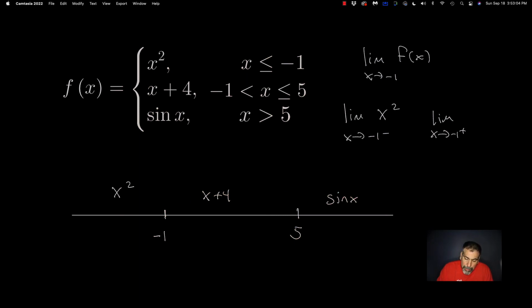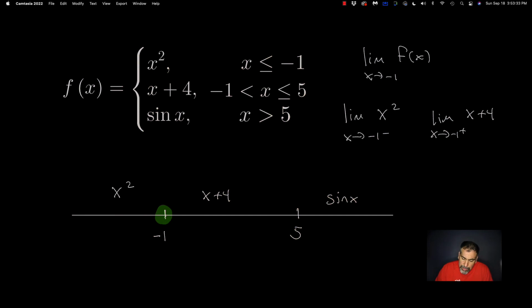But this is where you have to remember. We're saying to the right of -1. So we're trying to get as close to -1 as possible. That means sine x is not going to be in play. Sine x can't get close to -1. It stops at 5. So the correct function that we're going to be using coming from the right-hand side of -1 is going to be x plus 4 in this case. So those would be the 2 expressions that we would use when we're taking the limit as we approach -1.